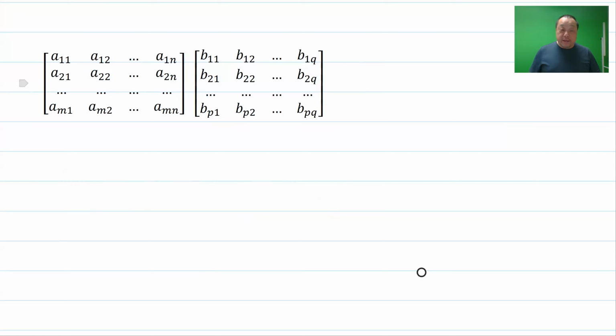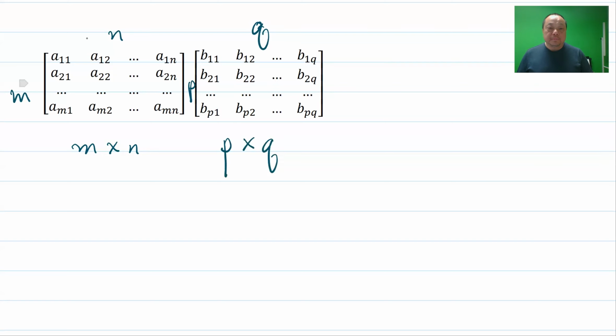Let's look at the general case. Let's say that I have a matrix A with m rows and n columns, so it's an m by n matrix. And then over here on the B, I have p rows and q columns, so it's a p by q matrix, and I try to multiply them together. I will get some large matrix. I don't know the dimension of it yet.